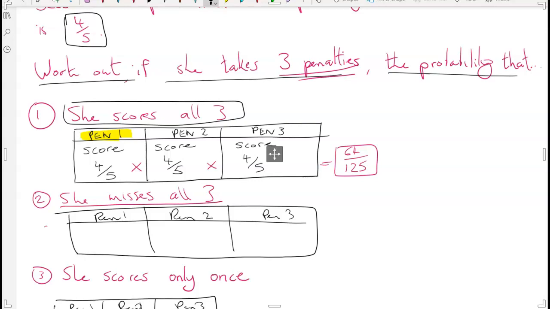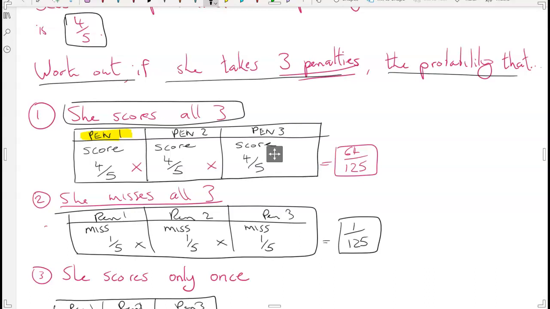Now what's the probability that she misses all 3 penalties? Well, what would need to happen in penalty 1 for that to happen? She would need to miss. Now what's the probability of her missing? Well, if the probability of her scoring is 4/5, the probability of her missing is 1/5. And that would need to happen for all 3 penalties for her to have missed all 3 penalties. So I write that probability down, and of course Bernoulli trials is asking what's the probability that happens in that order. I multiply them. The probability that she misses all 3 penalties is actually quite slim. It's 1/125.